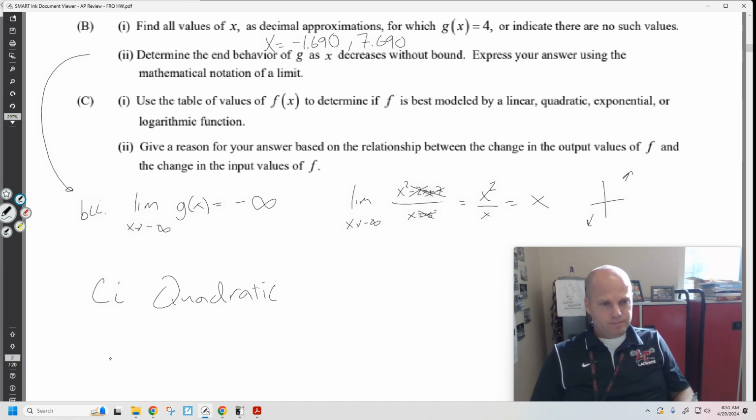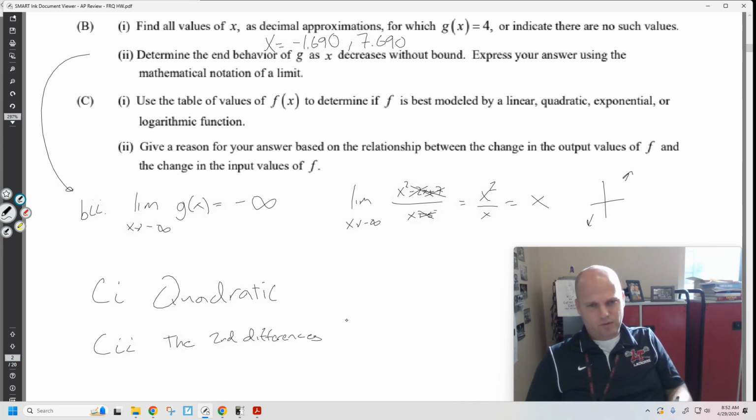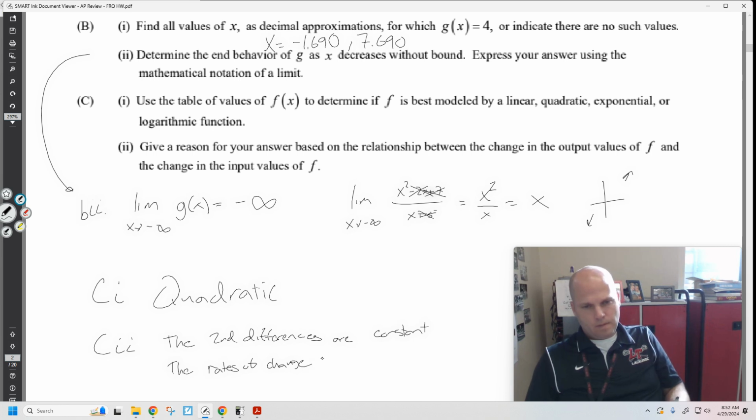They don't want a reason until part C, then give a reason. The second differences are constant. They'll accept this. I don't like saying second differences. Probably you could say the rates of change between equally spaced points are linear.